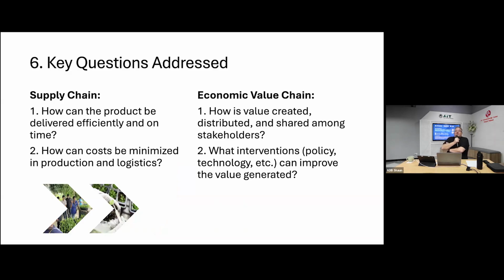So a supply chain typically asks these key questions: how can the product be delivered efficiently and on time? And how can costs be minimized in production and logistics?